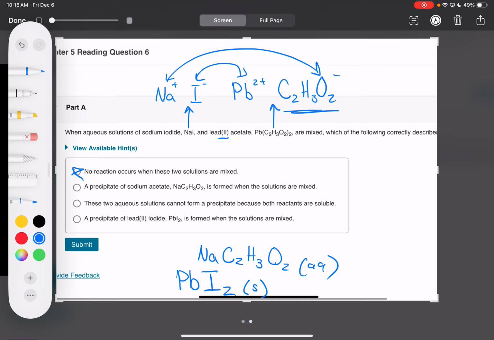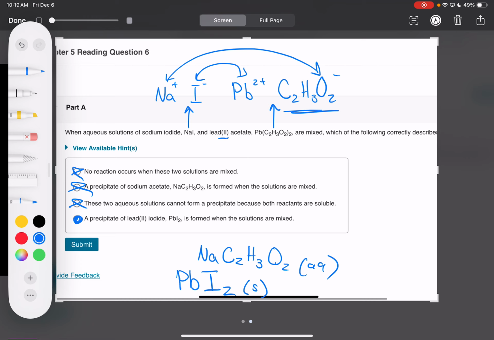Okay. Precipitate of sodium acetate is formed. No, I just said that sodium acetate is aqueous. These two aqueous solutions cannot form a precipitate because both the reactants are soluble. No, that doesn't even really make sense because I thought it was going to say both products are soluble. That would be true if you had two products that were soluble, but the reactants are always soluble. They're always aqueous. A precipitate of lead iodide is formed. So that's the one. Nice review of precipitation reactions.